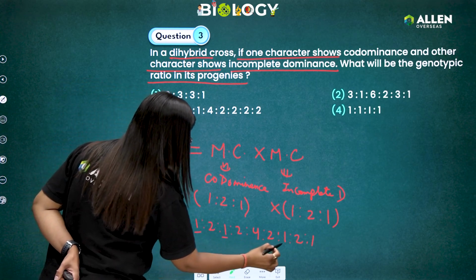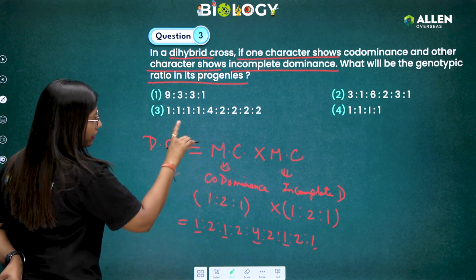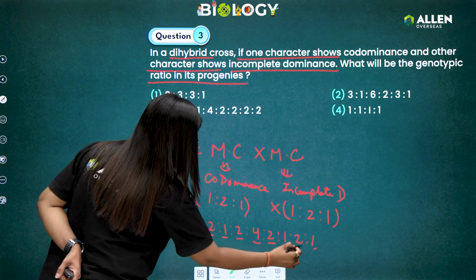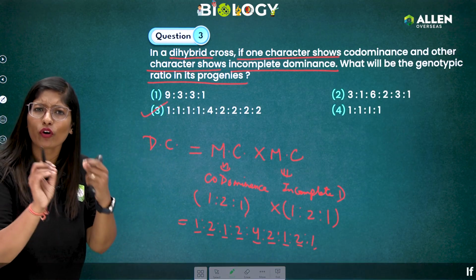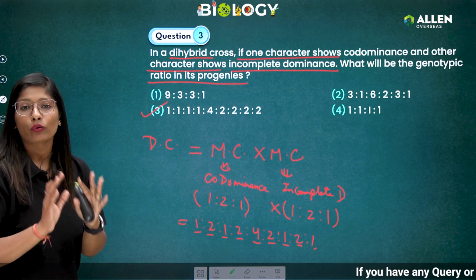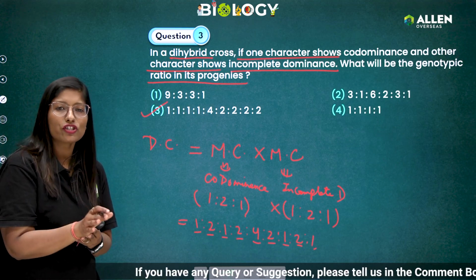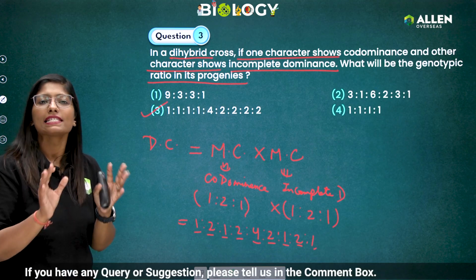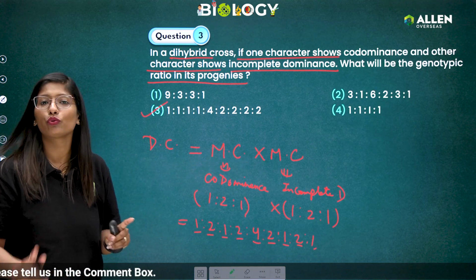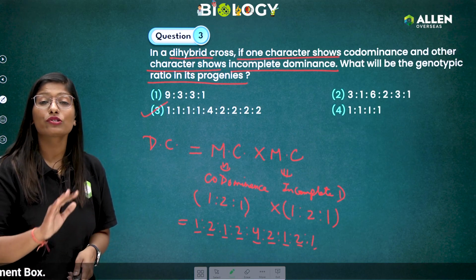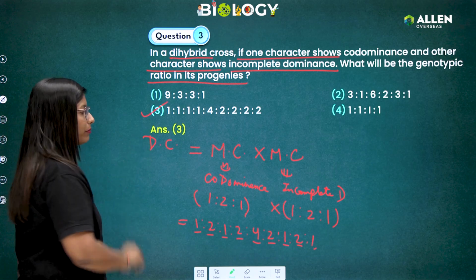Now here, if you check the options, you will find that in the third option, 4 times 1 is there, 1 times 4 is there, and 4 times 2 is there. Right? It means that your answer is going to be option number 3. So whatever question for dihybrid cross is given and you are asked to calculate the genotypic or phenotypic ratio, simply multiply it like this, dividing it into two monohybrid crosses, and this will solve all the questions of such type. So your answer is option number 3.